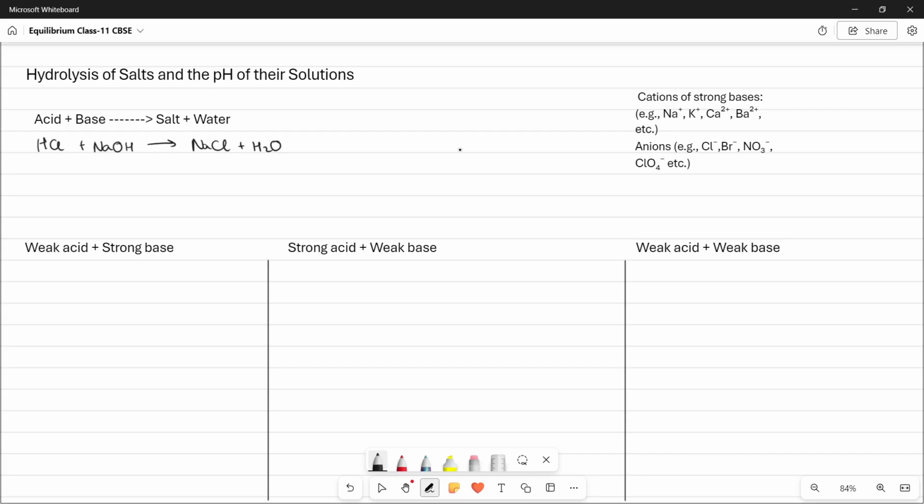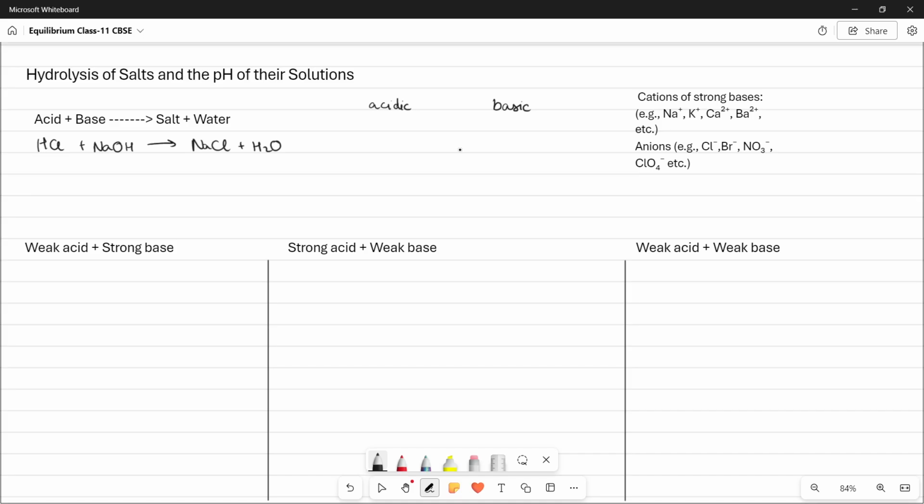However, there are salts which could lead to forming either an acidic or a basic solution. So basically what I'm trying to say is that the strength of the acid and base that get mixed to form the salt determines if the salt solution is going to be acidic or basic.